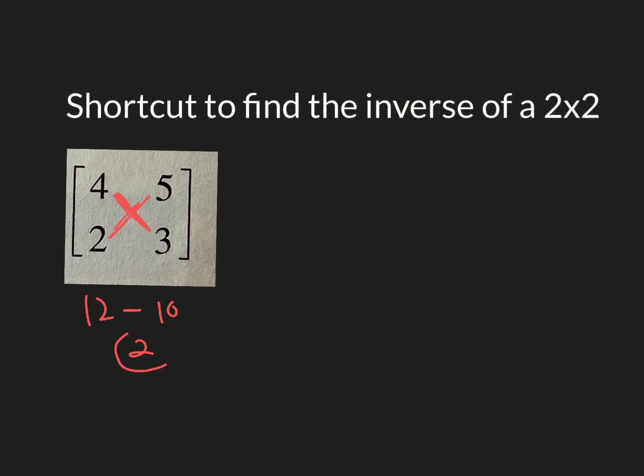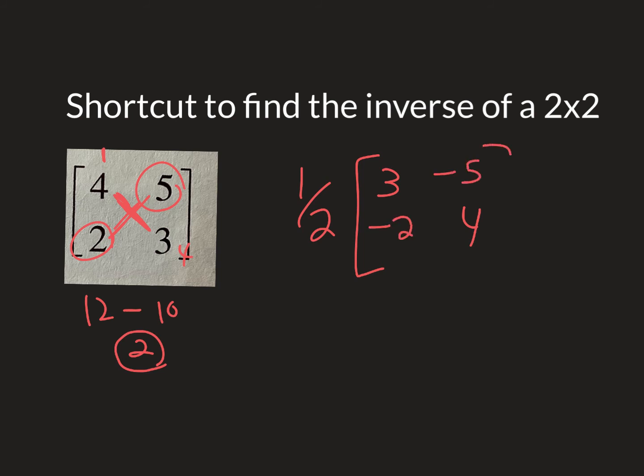That number right there is called the determinant. You're going to take that number, flip it, and put it in the front of the matrix. This is where it gets crazy. You're going to take the first number here and the fourth number there, and just switch places with them. You're going to take the other two numbers, the 5 and the 2, and change the signs on those two. And that's really it, except for we're going to distribute that 1/2.